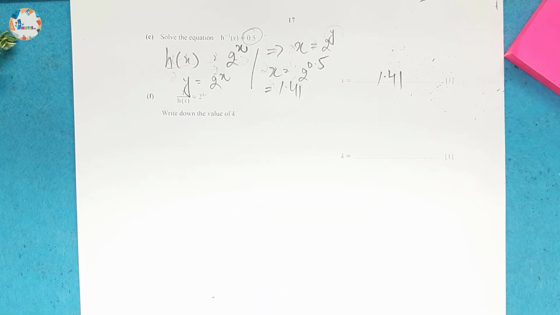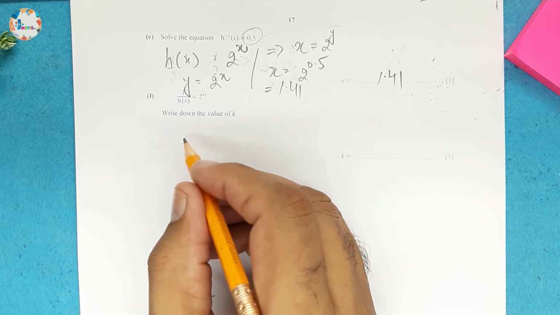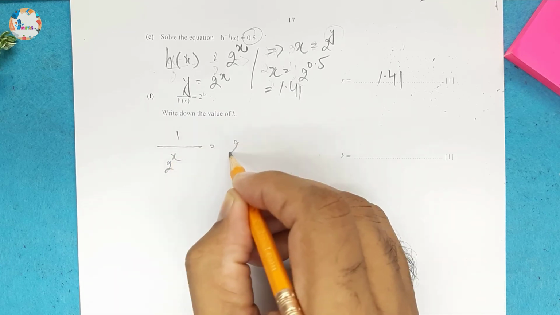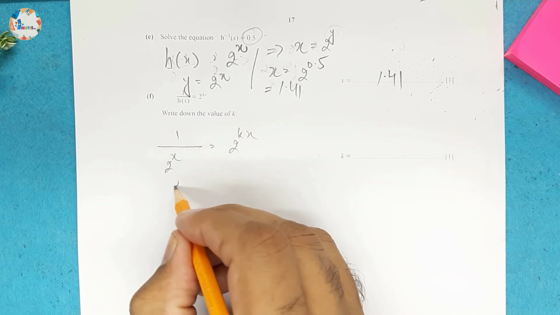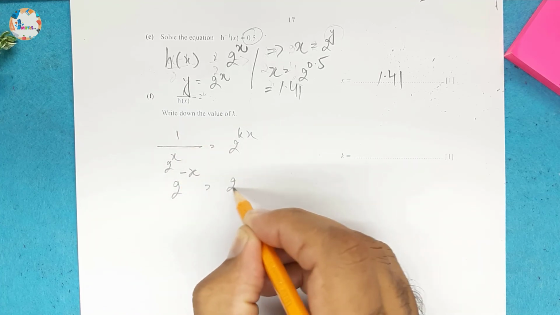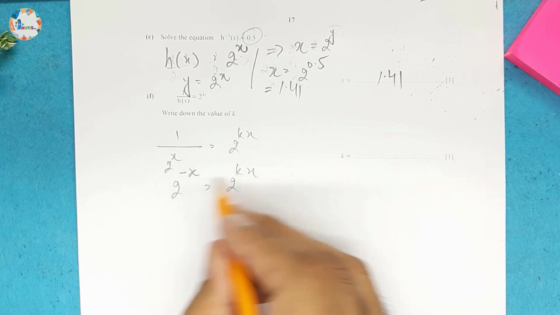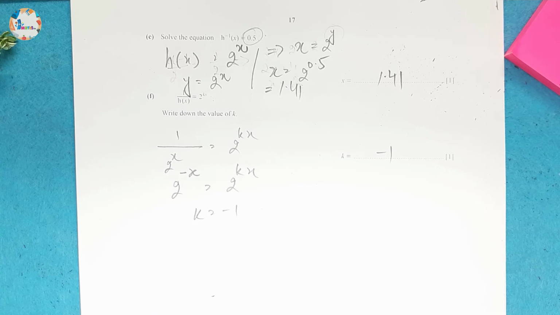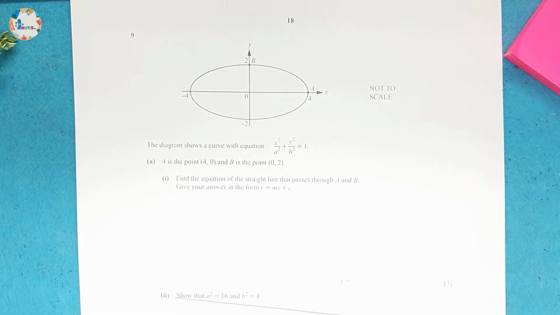Then part f, 1 over h of x is equal to 2 raised to the power kx. Write down the value of k. So we know h of x is equal to 2 raised to the power x, so we can write 1 over 2 raised to the power x is equal to 2 raised to the power kx, and this one we can shift to the numerator, so 2 raised to the power minus x is equal to 2 raised to the power kx. So we can compare this, so k is equal to minus 1, so the answer will be minus 1. Hopefully you understood this. Now question number 9.